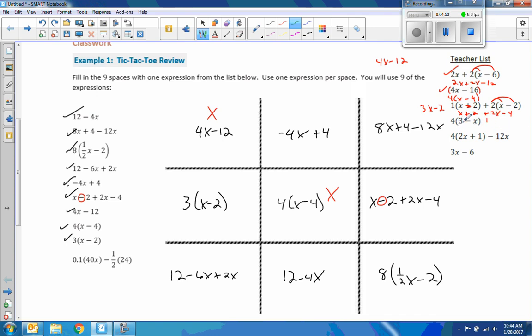Okay, so 4 times 3 minus x, if I distribute this, 4 times 3 is 12. Positive times a negative is a negative. 4 times x is 4x. That's 12 minus 4x. 12 minus 4x is right here, so I still don't have a tic-tac-toe, so I continue. 4 times 2x is 8x. 4 times 1 is 4, minus 12x. So I have 8x plus 4 minus 12x.